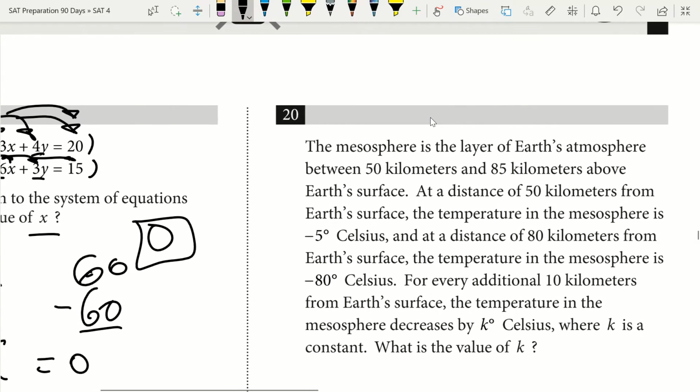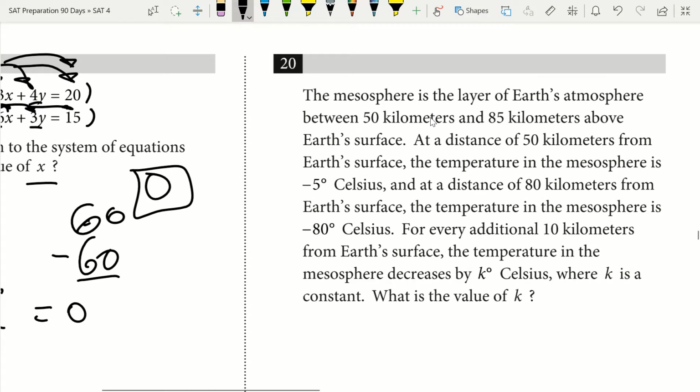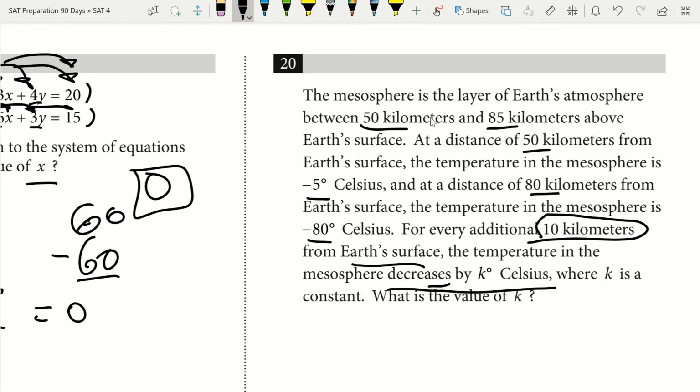Okay, 20. The mesosphere is the layer of Earth's atmosphere between 50 kilometers and 85 kilometers above Earth's surface. At a distance of 50 kilometers above Earth's surface, the temperature is -5. At a distance of 80 kilometers from Earth's surface, the temperature is -80. For every additional 10 kilometers from Earth's surface, and I got to pay attention to that, the temperature in the mesosphere decreases by k degrees Celsius, where k is a constant. What's the value of k?